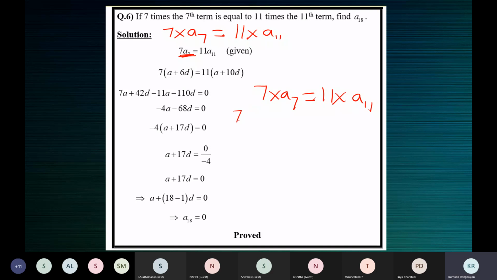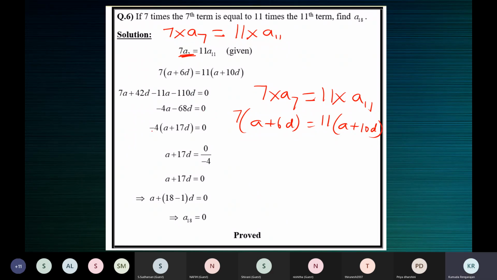Just work this. So 7 into (a + 6d), because A7 is a + 6d, is equal to 11 into (a + 10d). So when you work this, you can see here, minus 4a minus 68d is equal to 0. This is what you get on working.